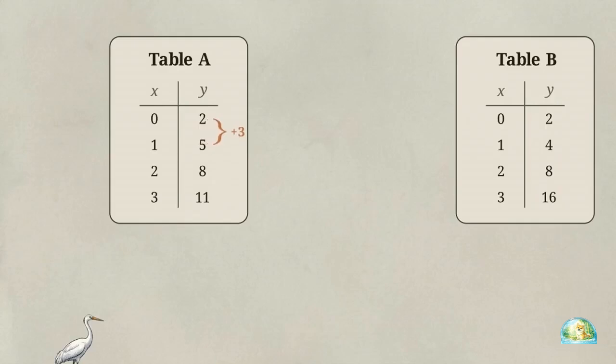In Table A, moving from 2 to 5 is an addition of 3. From 5 to 8 is another jump of 3. And 8 to 11 is 3 again. Because Table A consistently adds exactly 3 at every single step, its rate of change is constant. That means Table A is linear.